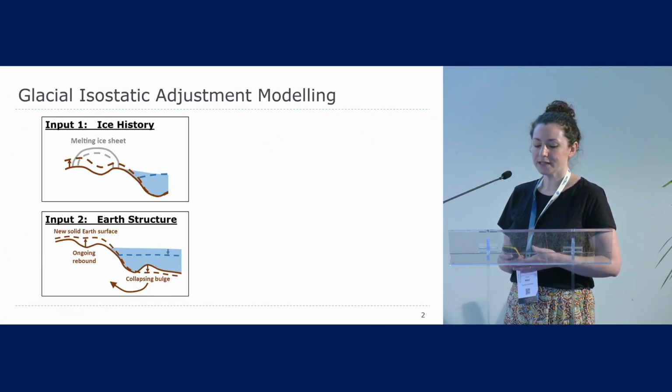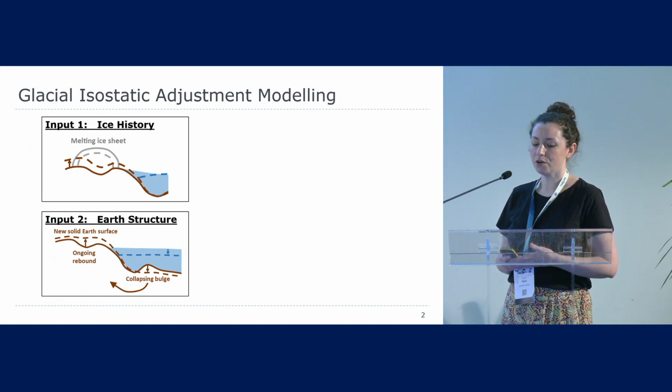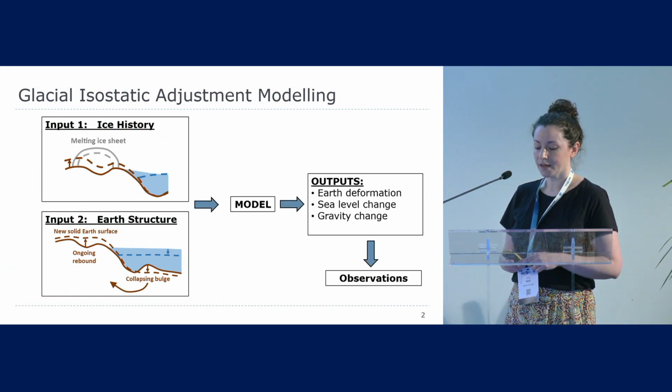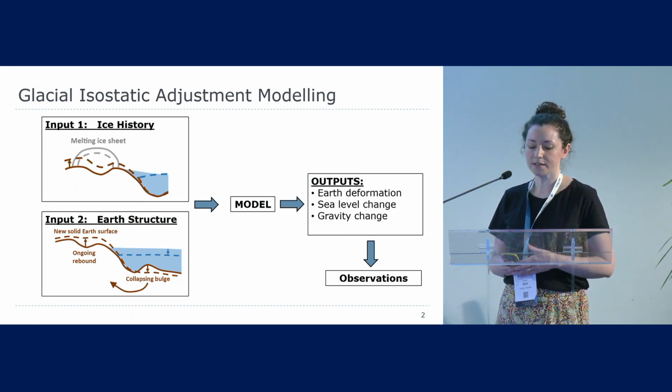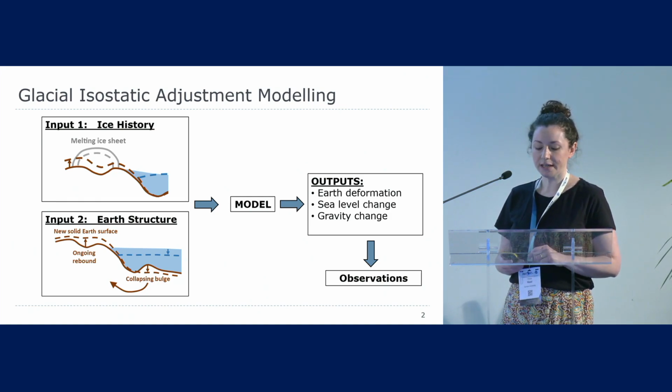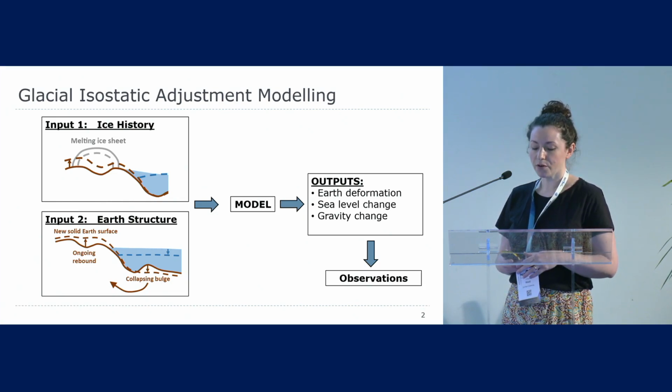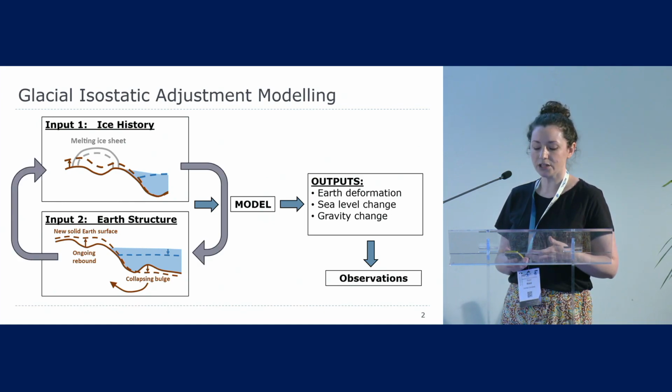If we want to predict glacial isostatic adjustment, quite often we use what's known as a forward model. The two main inputs to a forward model are the ice history and the Earth structure. The model then predicts outputs such as Earth deformation, sea level change, and gravity change, which we can compare with observations. And these two inputs are essentially tuning dials, so we can adjust each one of these until our model predictions match our observations. However, what these traditional forward models don't take into account is the feedbacks between the ice sheet and the solid Earth.